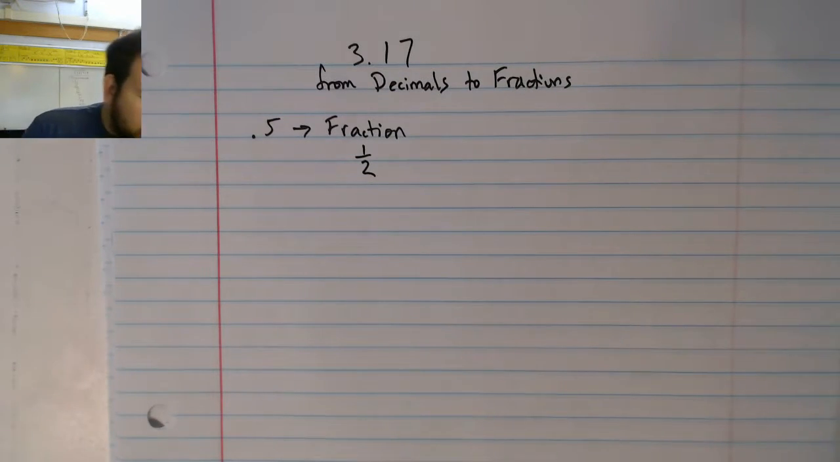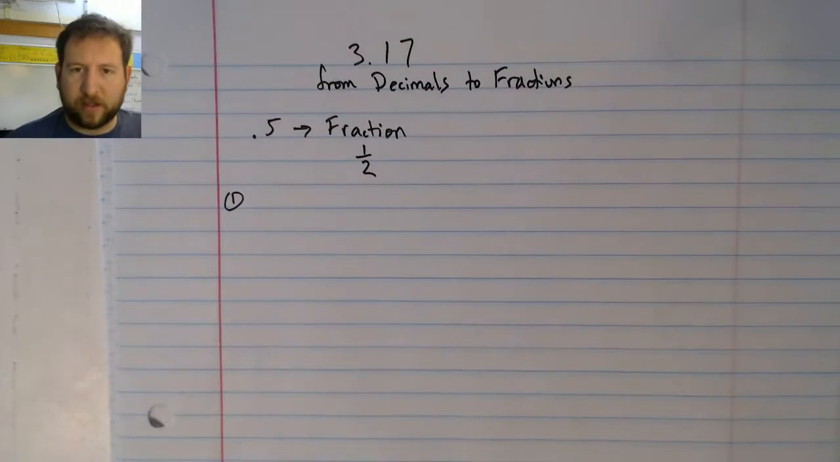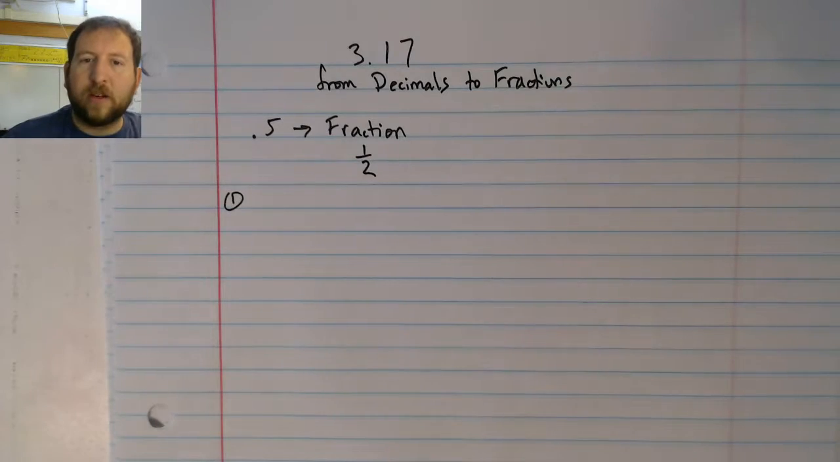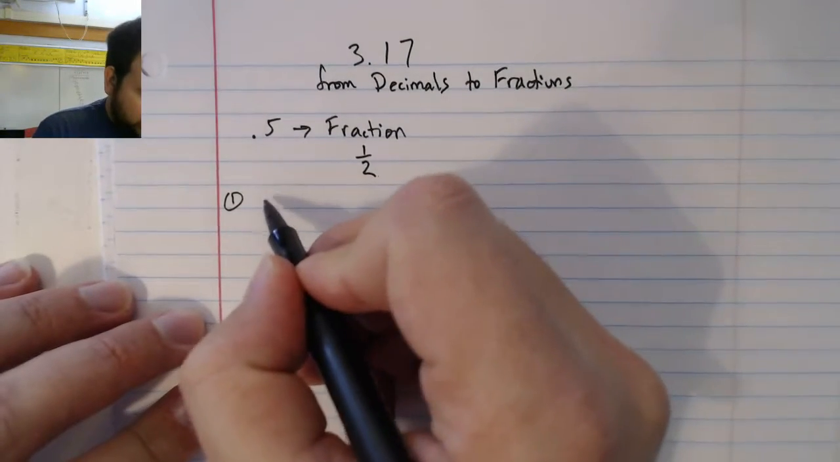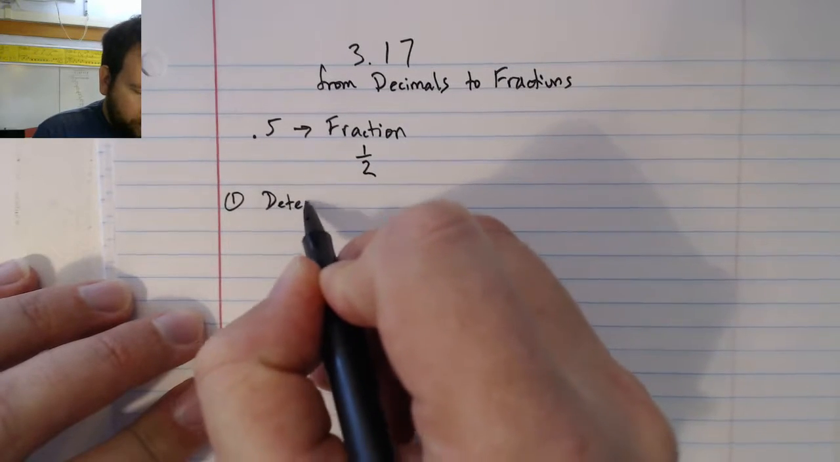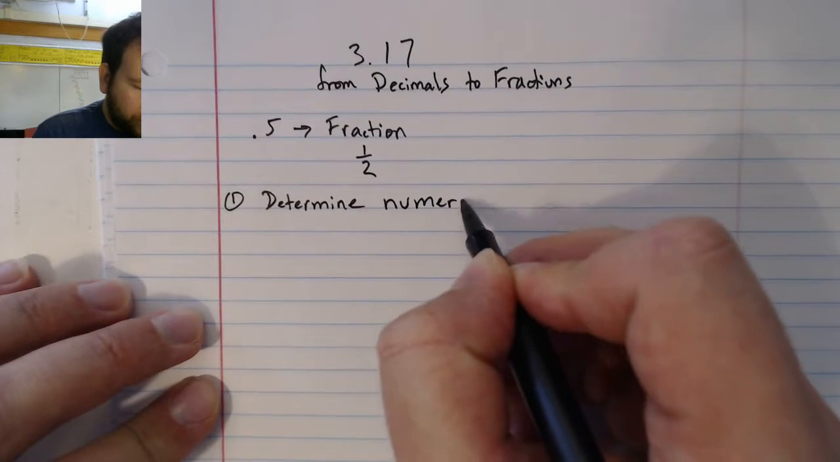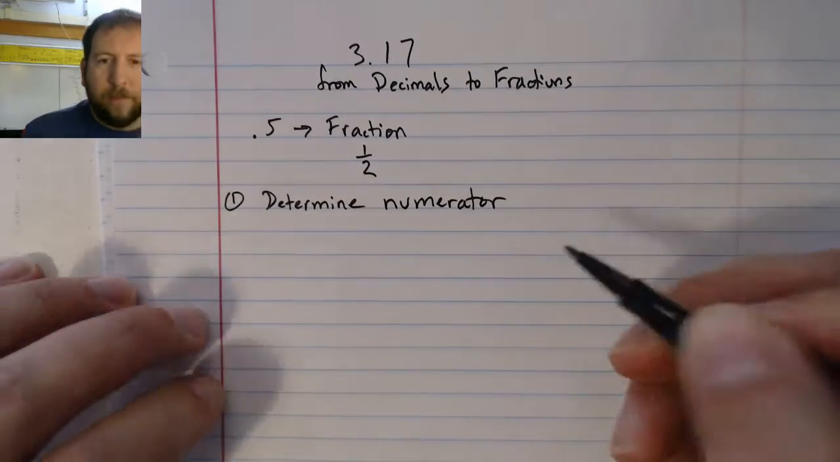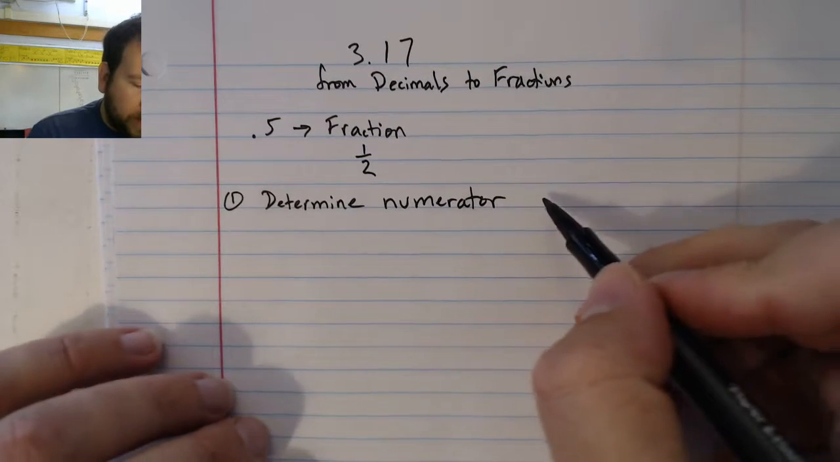Let's write down the 3 steps to go through this process. We need to find the numerator, find the denominator, and then simplify. Step 1, determine the numerator. What we're going to do is just use the digits to the right of the decimal point.